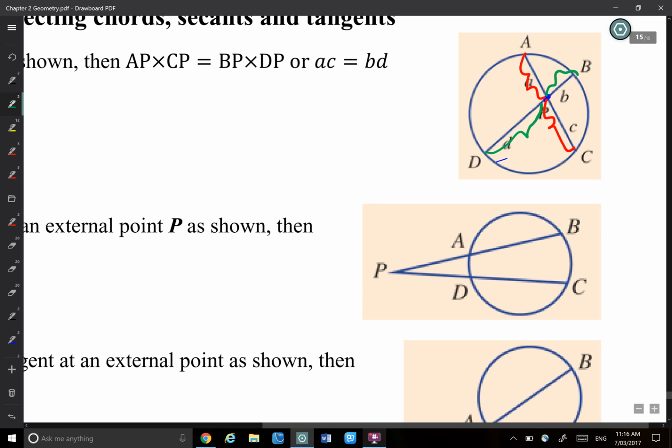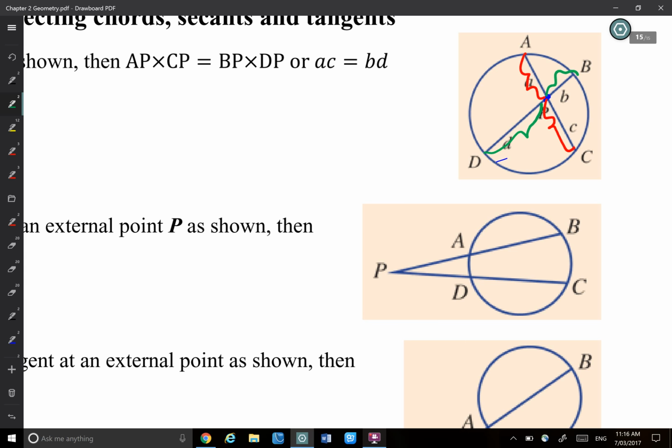So it's itself times itself equals the other one times itself. You times them together, but you times the same numbers here. Times same numbers here.